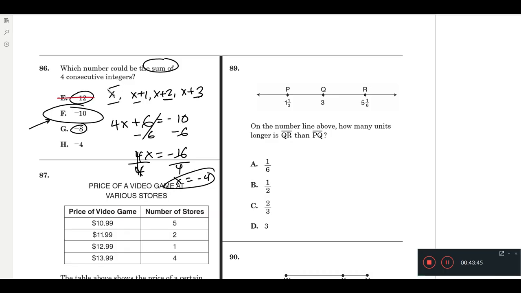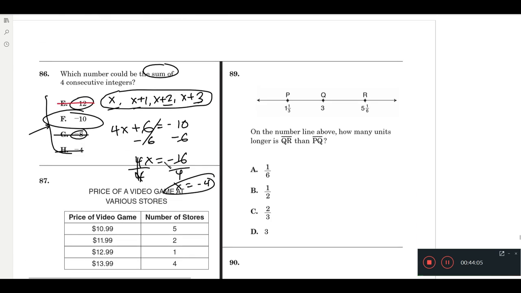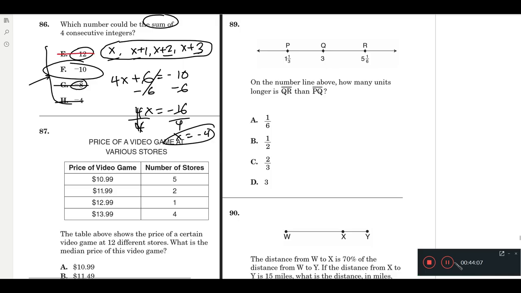So the point is, you pick x, x plus 1, x plus 2, and x plus 3. These are the 4 consecutive integers. And when I added them and set it equal to one of these choices and tried to solve for x, the only choice that worked is negative 10. The other ones were giving me decimals, so the others cannot be the sum.